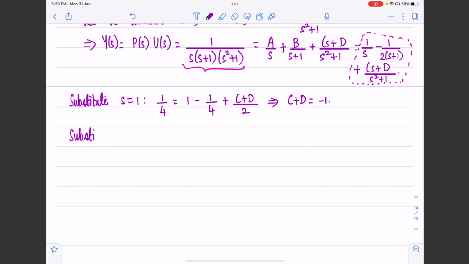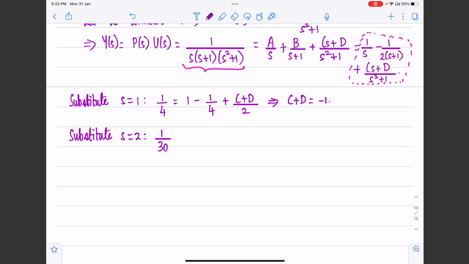So we need two equations. Let's substitute s equals 2, some other value of s. If I do that on the left hand side, what will I get? If you do the math, you will see that the left hand side will become 1 by 30. I hope I'm correct.